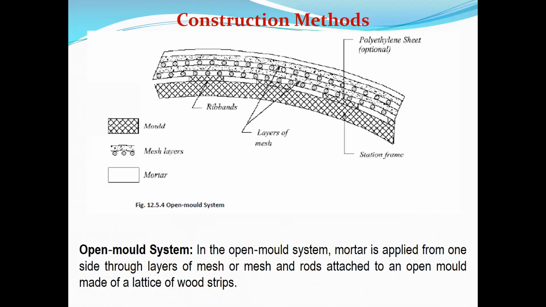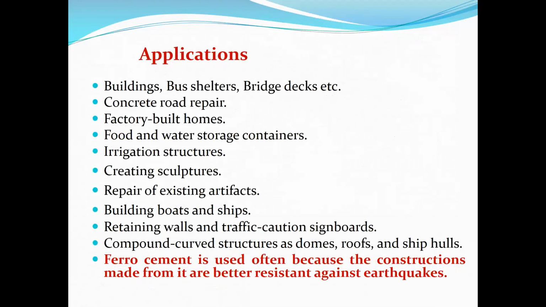In an open mold system, mortar is applied from one side through the layers of mesh or mesh and rods. Okay, so there may be various arrangements for how you place the mortar into the armature, and sometimes some molds are used, and the molds are removed later on. Some molds remain in position. So there can be various arrangements.